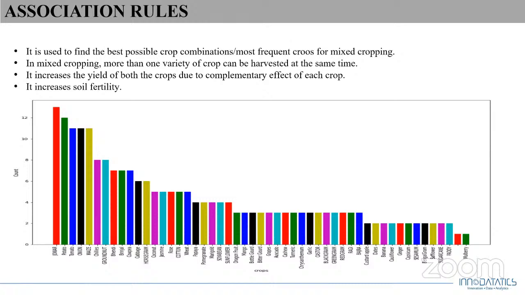So to find the best possible crop combinations, we have used association rules. In the graph, you can see that Jowar has maximum count. So this crop can be combined with maximum crop that is present in our data set. Next slide.